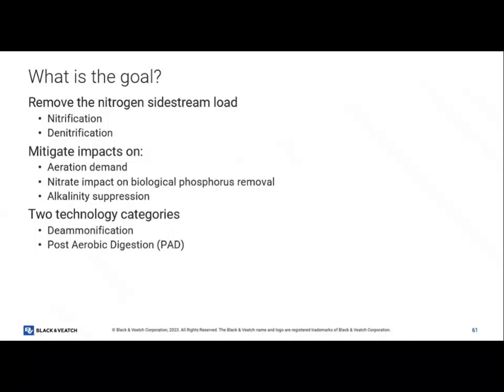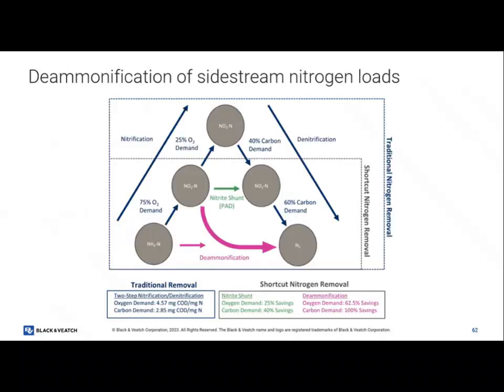What is the goal? The goal is obviously to remove nitrogen in the side stream. And we can do it through traditional nitrification, denitrification. We want to mitigate these impacts on alkalinity, nitrate impact, and aeration demands. And here are our two technologies. And we talk about these transformations. Paul covered them a little bit. But we've been mainly talking about this traditional pathway: ammonium to nitrite, nitrate to nitrogen gas.